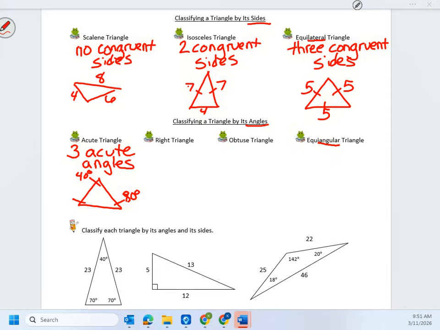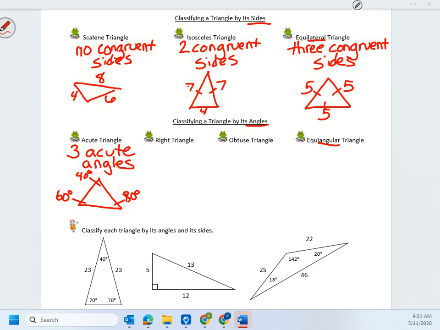And this angle would have to be what? 60. Because 40 plus 80 is 120. 180 minus 120 would be 60 degrees.